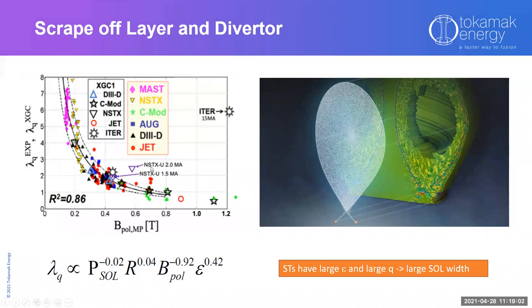The other interesting observation is that from the Eich scaling, lambda q seems to depend on the inverse aspect ratio to the power 0.42. Therefore, if you go to larger inverse aspect ratio, you expect, even from just the empirical scaling, that the wetted area will be increased. So this is good news for spherical tokamaks, and this needs to be confirmed. We have experiments on ST40 and NSTX-U, when it becomes operative, to confirm this deviation from the scaling.